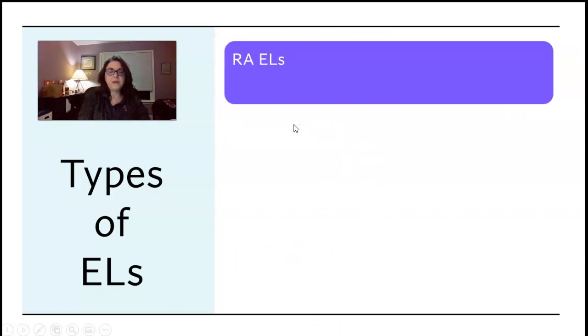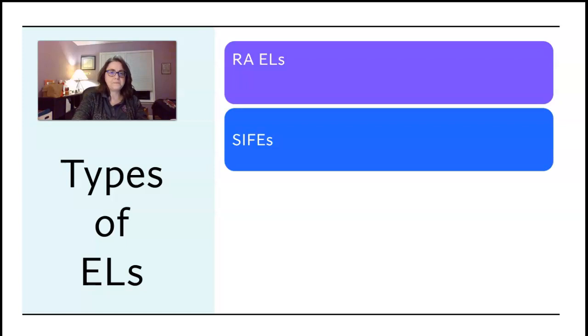The first type is the one that we tend to think of the most. These are your recent arrival ELs. These ELs are brand new, and with them as the teacher, your main goal is to teach them social English, but also the basics of the key vocabulary words in the various content areas. The methods that you'll use for these students we will get into in later weeks.